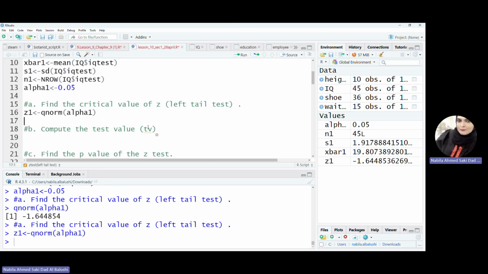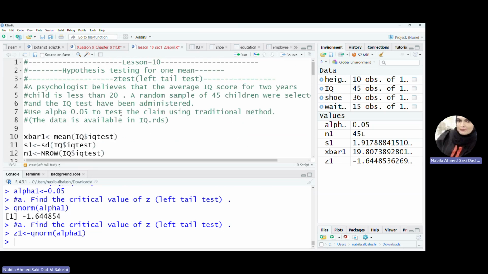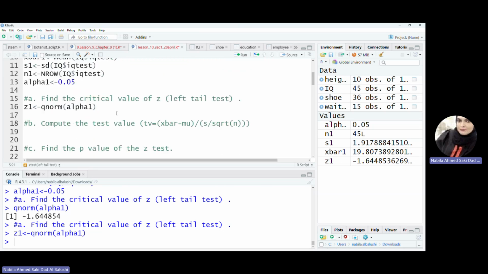Compute the test value. The formula we learned in the theory class is x bar minus mu, divided by the standard deviation over the square root of n. So we'll apply the same formula here. Mu means the hypothesized mu, so mu is 20. Let's save the test value under TV1.